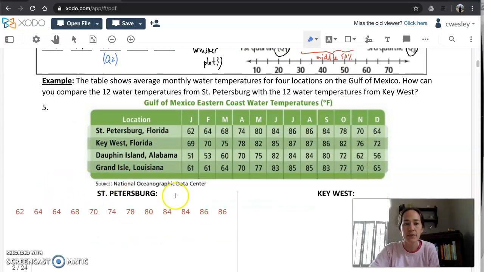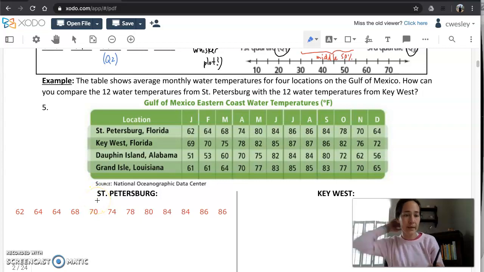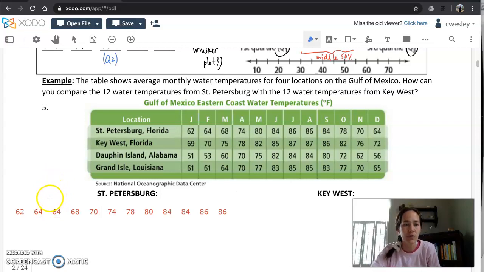What I did was, in the break, I took the liberty of ordering the data set for St. Petersburg. So I'd love for you to pause the video now and write down all the 12 temperatures for monthly water temperature in St. Petersburg in order, from least to greatest. Now that it's in order, everything we need to find a 5-number summary, we should be able to do by hand. So I want to first see if there's any other things that we should be able to find.